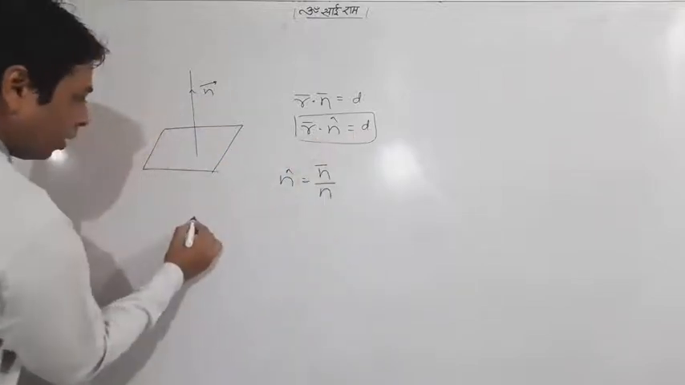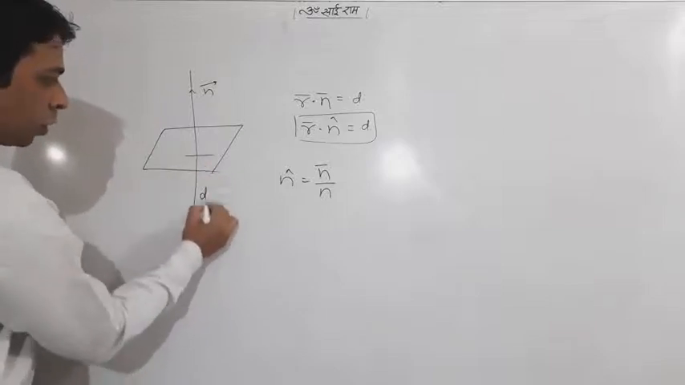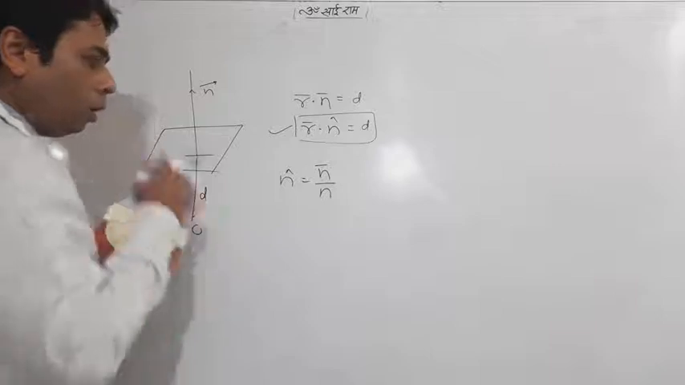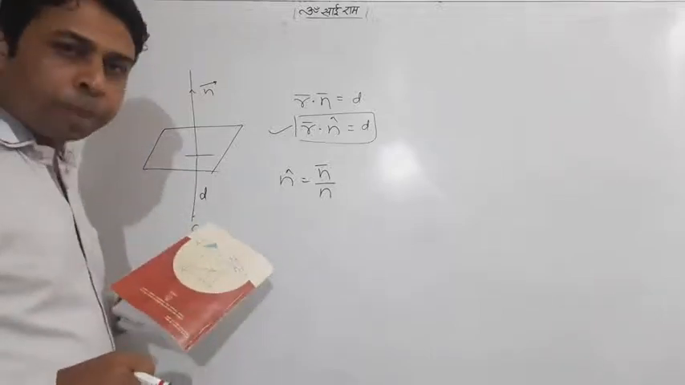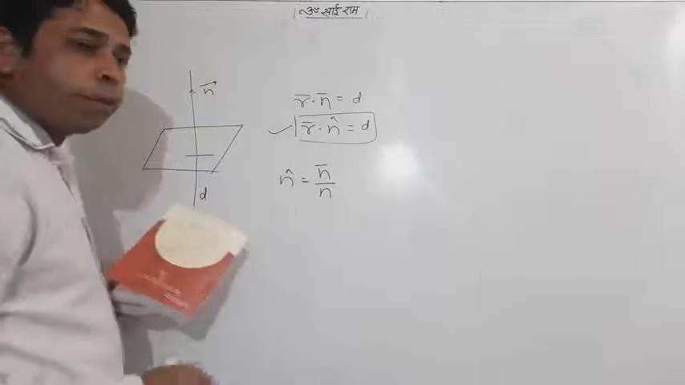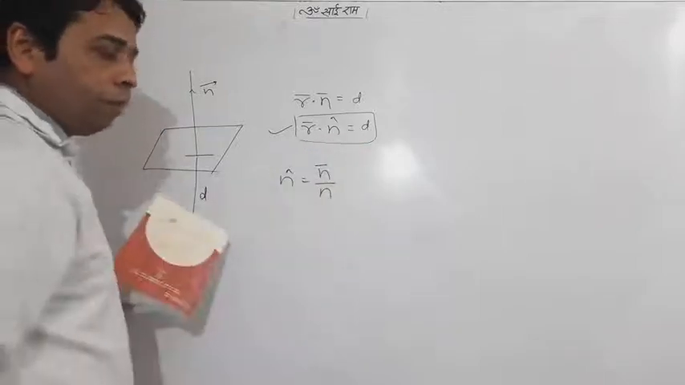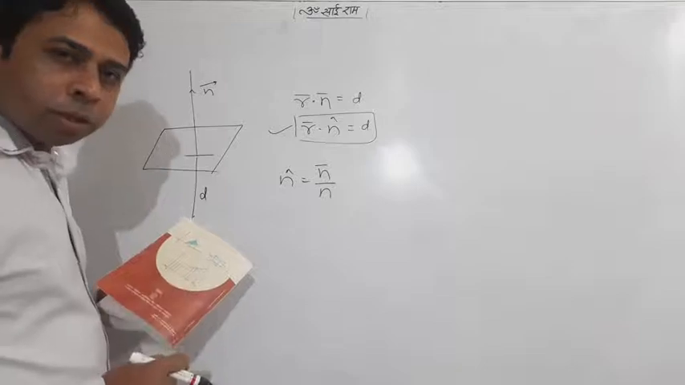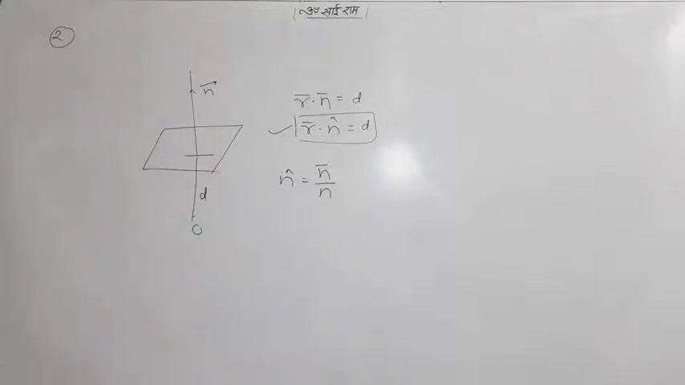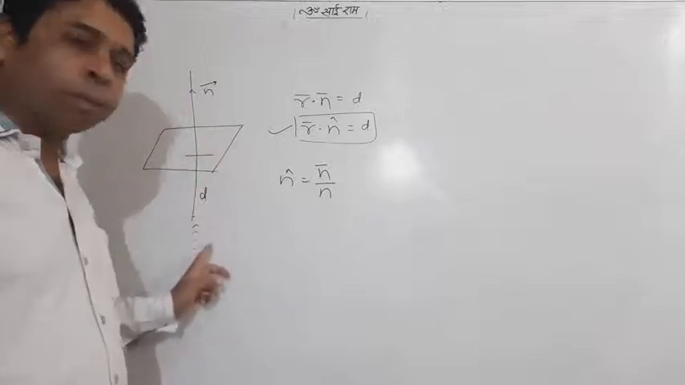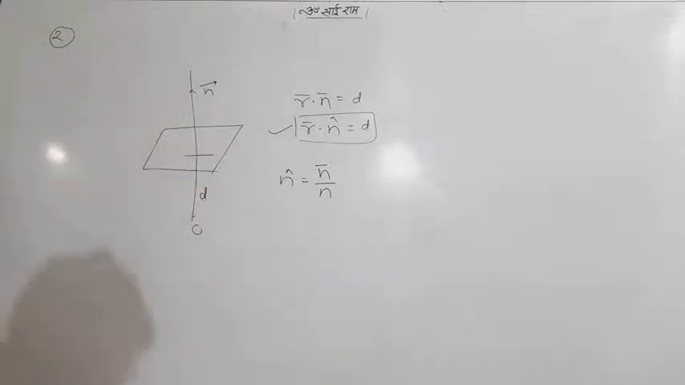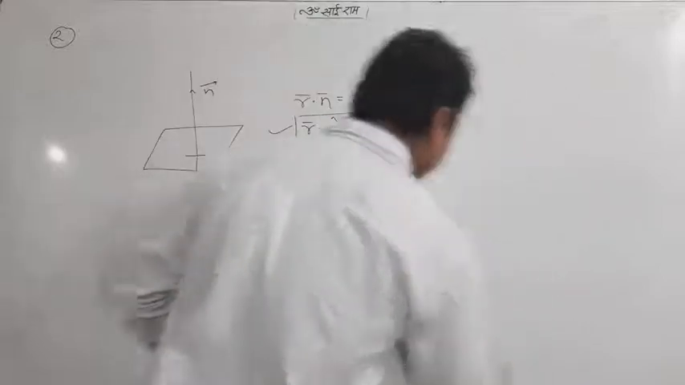d is the perpendicular distance of the plane from the origin point, because it is the normal form of the plane, where n cap is a unit vector perpendicular to the plane and d is a specific one. It's the perpendicular distance of the plane from the origin point. So students, I think you have got the concept.